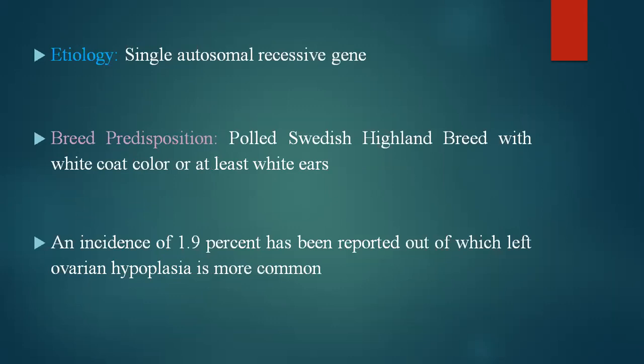Etiology. This is a disorder having genetic predisposition and is caused by a single autosomal recessive gene. Predisposition is mostly prevalent in the old Swedish Highland breed with white coat color, or at least white ears. An incidence of 1.9% has been reported, out of which left ovarian hypoplasia is more common.